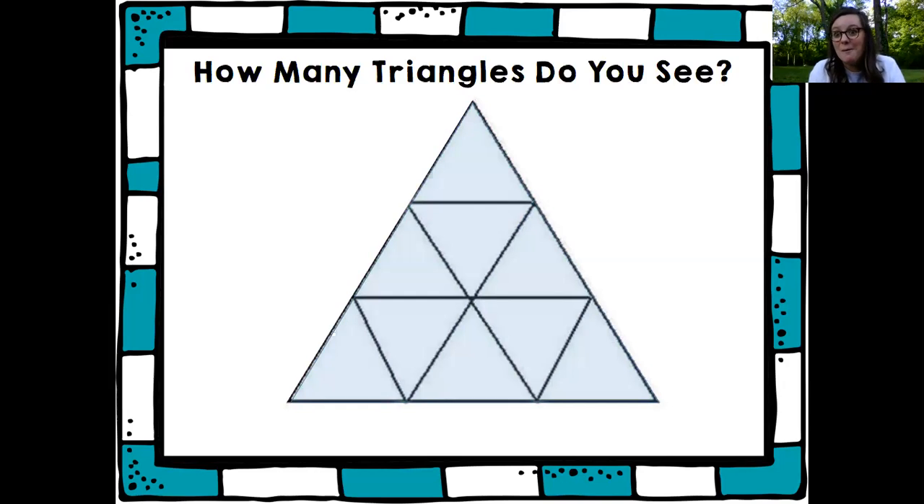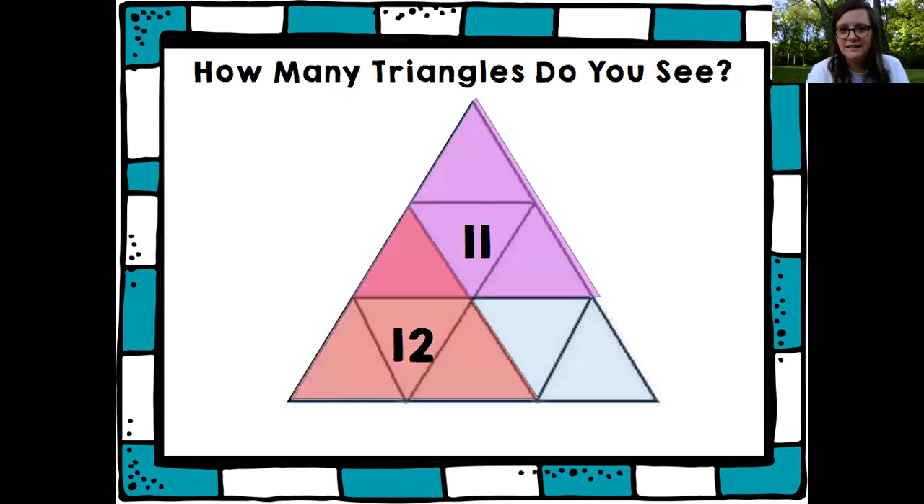How many of you saw more triangles? Well, when I look, I see that there were some small triangles, but there might also be some big triangles too. I see a big one at the top, 11, 12, and 13. How many of you got 13 triangles? You did a great job with our little number talk puzzle today, boys and girls.